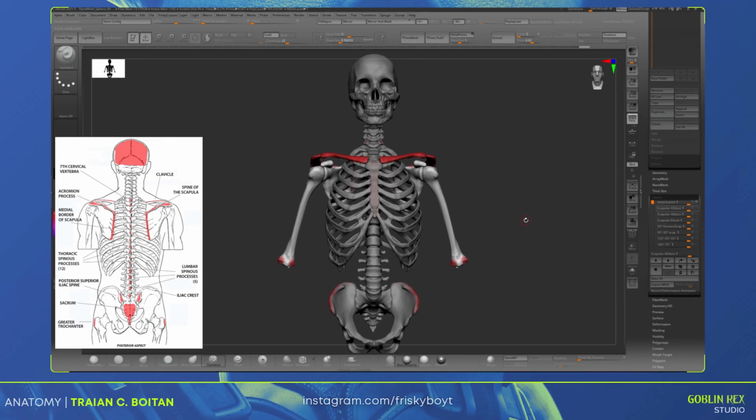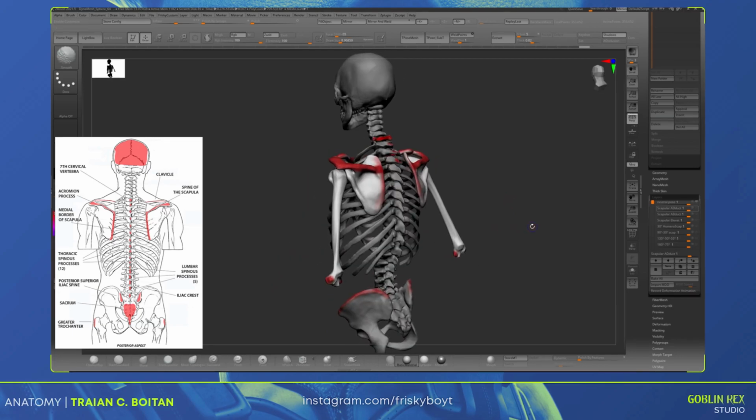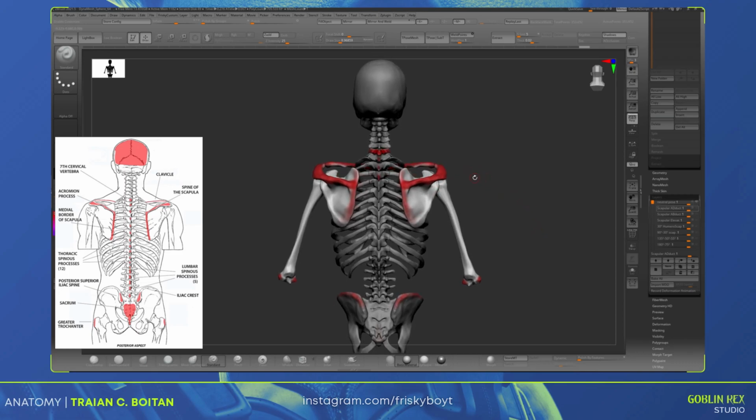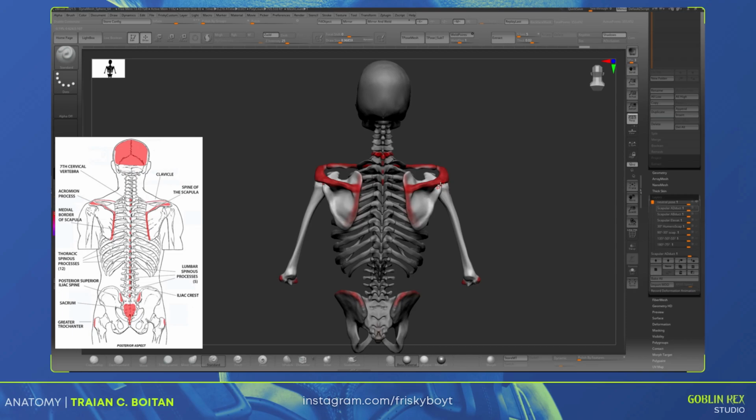It's important to know the bony landmarks of the body, and here in this example I've marked them with the red color. But today we will focus only on the clavicle, acromion process, and the medial border of the scapula.